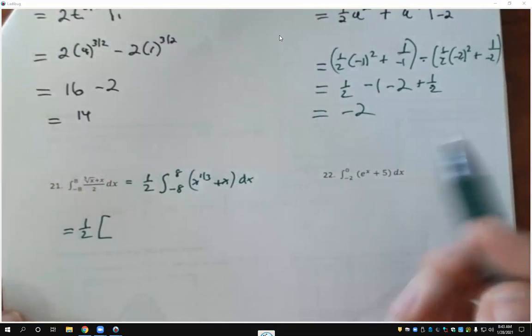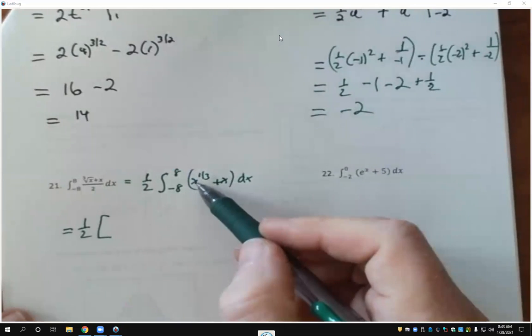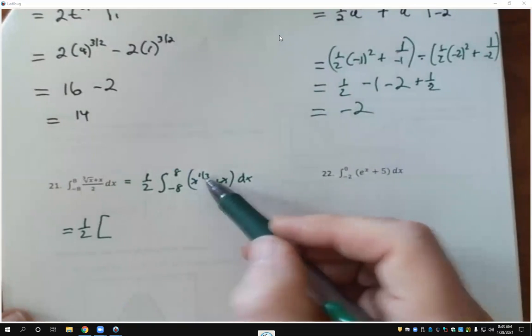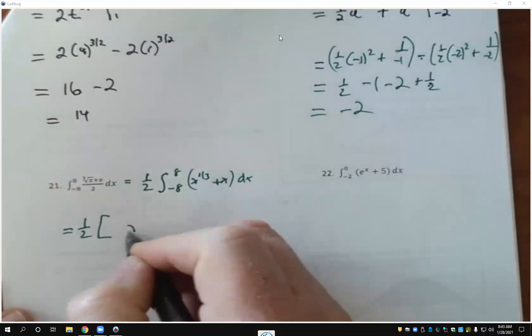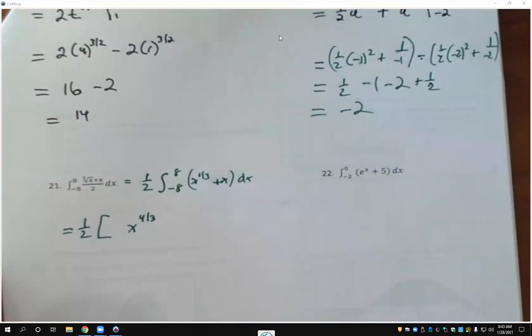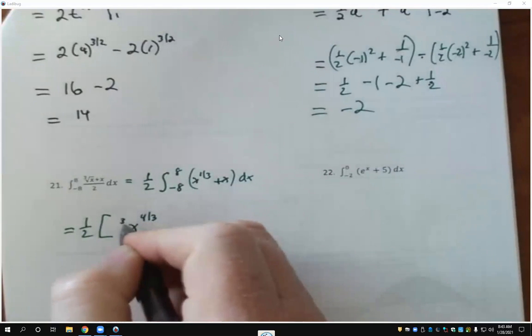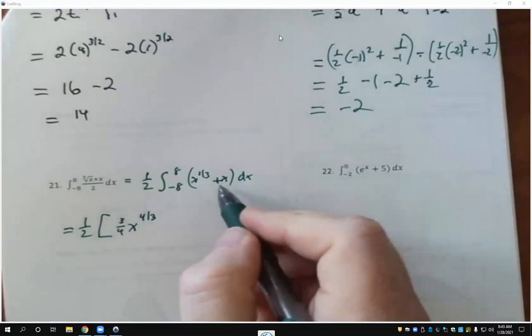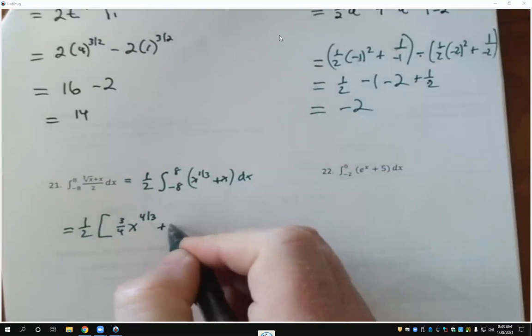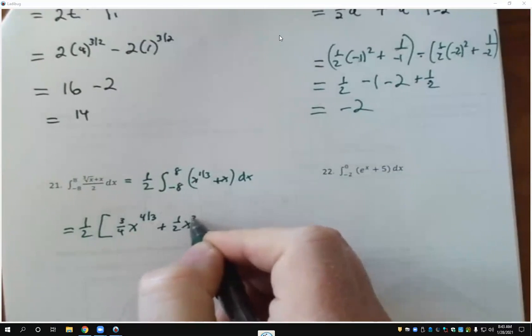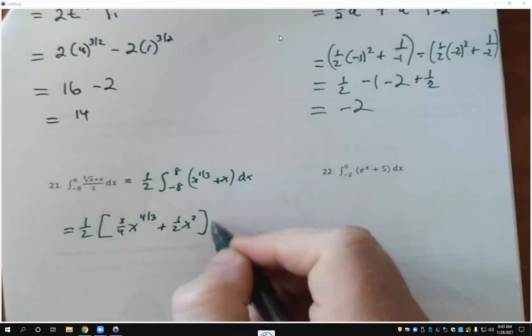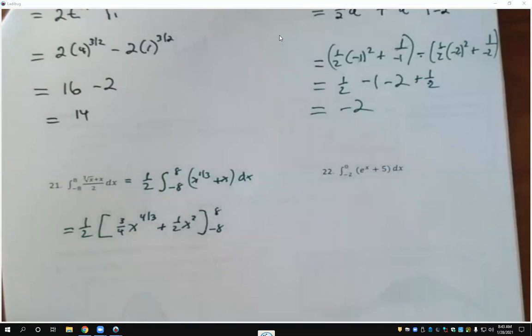So I'm going to use a bracket this time. Add 1 to 1/3, and we get 4/3. So it's x to the 4/3, and then divide by 4/3, which means multiply by 3/4. And then the antiderivative of x is 1/2 x squared. And we're doing this from -8 to 8.